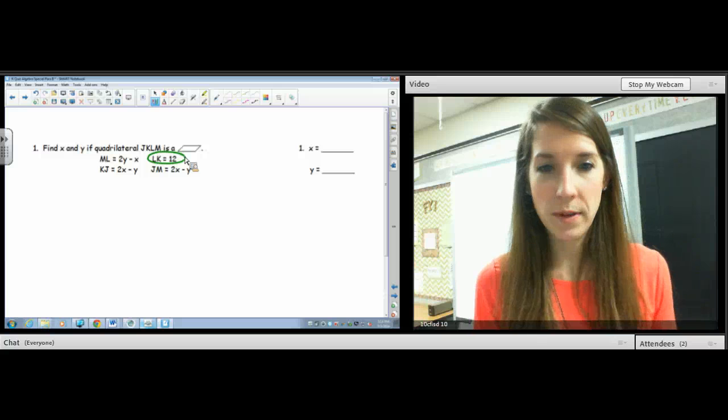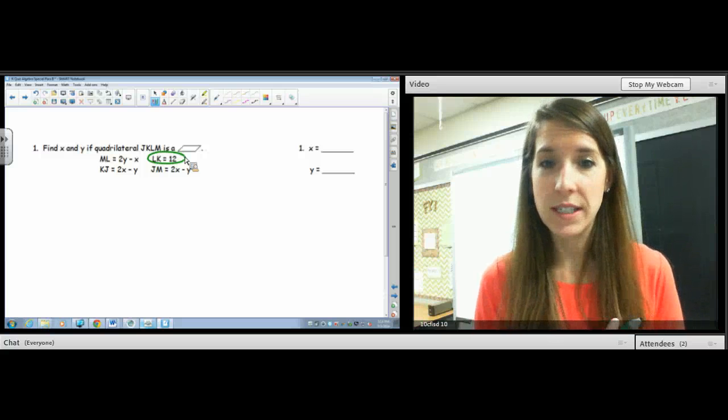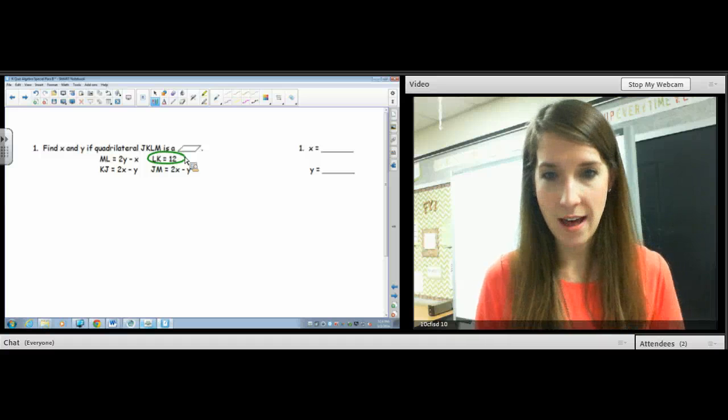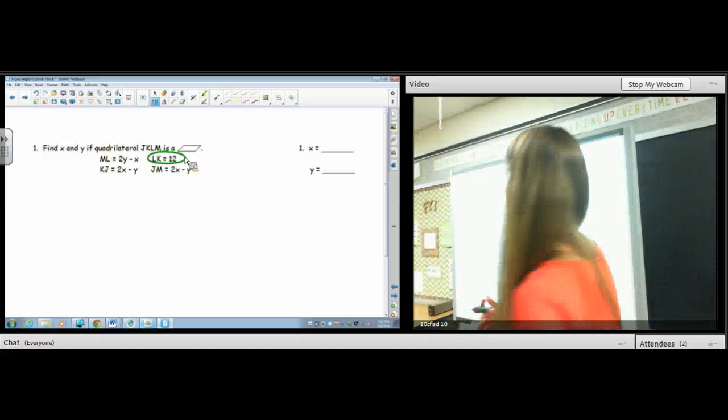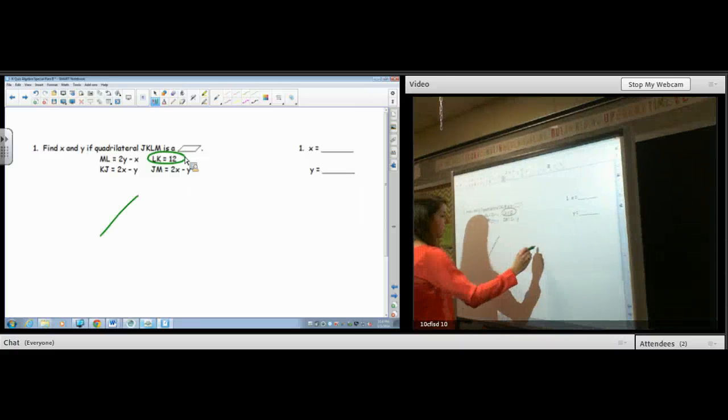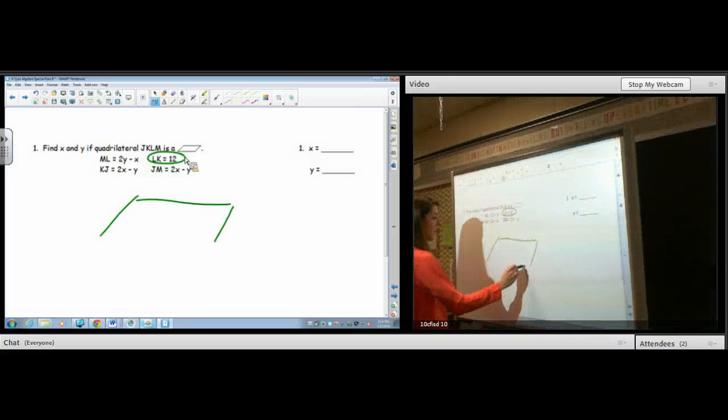Alright, so we would start each problem that we do by drawing a picture if one's not drawn. So it says it's quadrilateral JKLM and it says it's a parallelogram. So let's sketch ourselves just a quick parallelogram, nothing fancy.